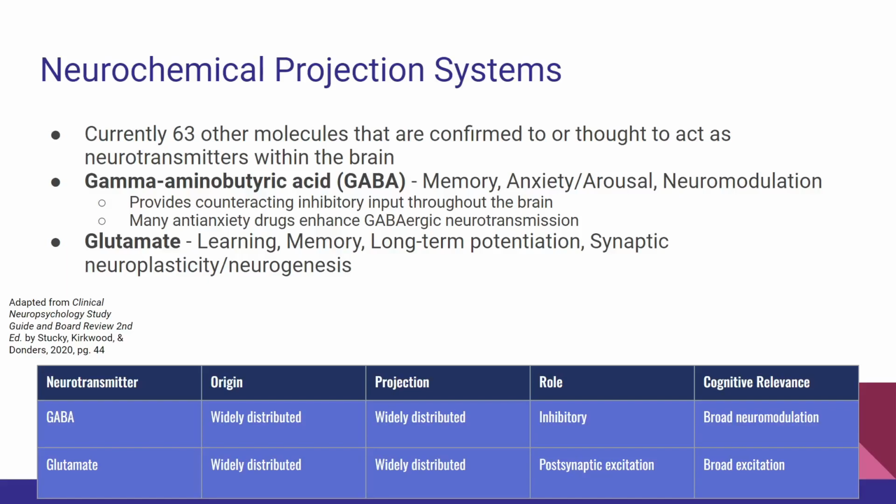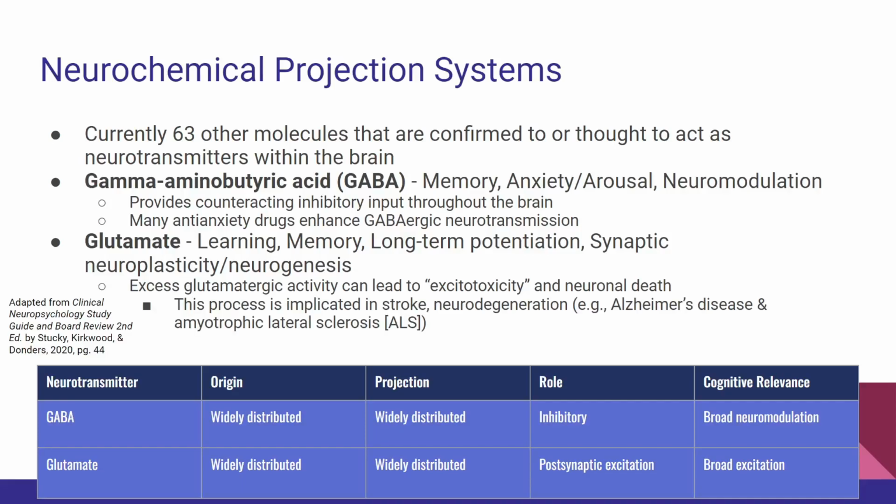The other major neurotransmitter is glutamate, which is involved in learning, memory, long-term potentiation, synaptic and neuroplasticity, as well as neurogenesis. And glutamate is the primary excitatory neurotransmitter. So within the glutamatergic system, it makes the postsynaptic neuron more likely to have an action potential. If there's a dysfunction in this glutamatergic system, it can lead to what's called excitotoxicity and neuronal death. So excitotoxicity is essentially when a neuron is so active that it dies from being overly active.